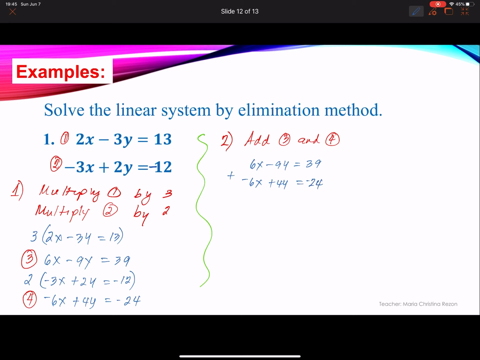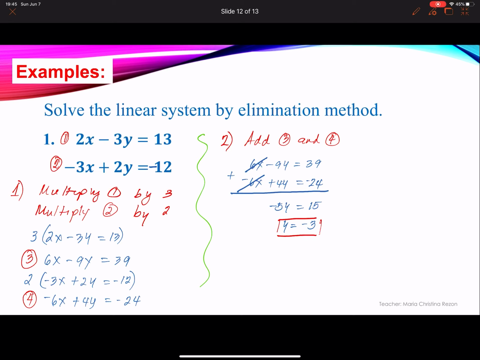So when you add these two, you can cancel this, that is 0. So what is left is negative 5y is equal to 15. Therefore, y is equal to negative 3. And you have now the value for your y, which is equal to negative 3.